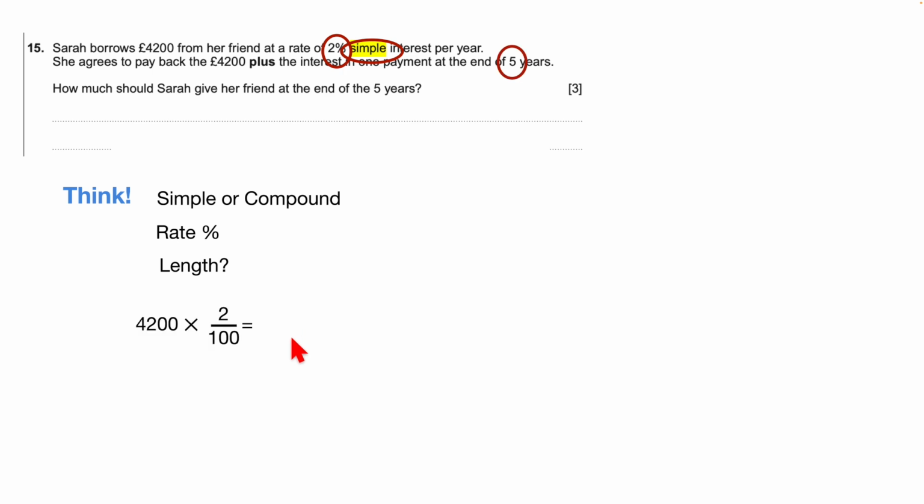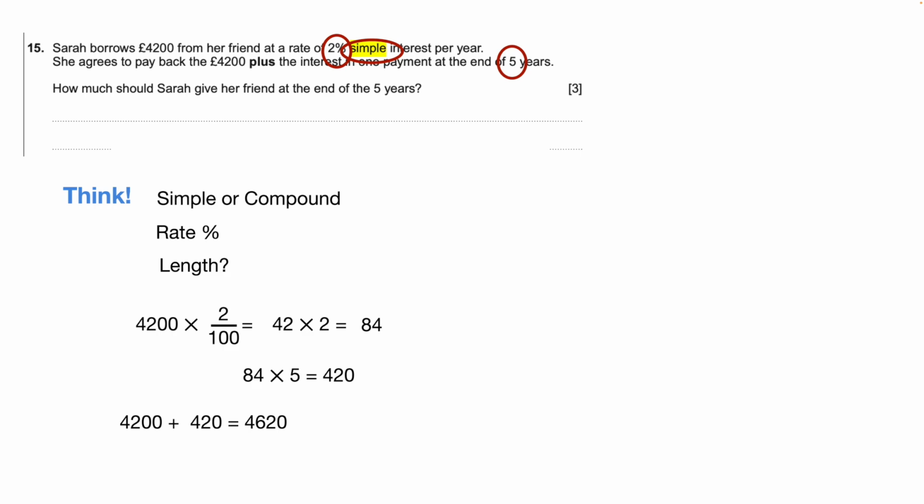Right. So let's see how much we pay each year. 4,200 times 2 over 100. That of course is 2%. Now these two zeros here and here cancel. So that's 42 times 2. £84 a year. I'm paying it for 5 years, so that's 84 times 5, 420, and when I pay back, I pay the original sum as well. So that's 4,200 plus the interest, 4,620.